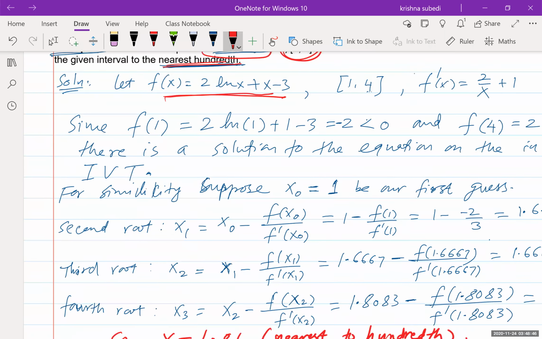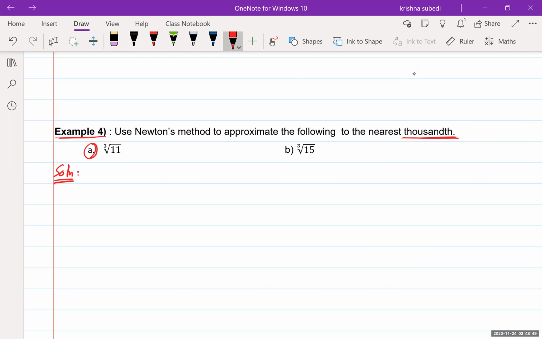But here the function is not given and the interval is also not given. So how do we use Newton's method? Well, we use our common sense. Let us suppose that x equals cube root 11. Then using high school algebra, can I write x cubed equals 11? Cubing both sides, that's what you're going to get. And this gives me x cubed minus 11 equals 0.